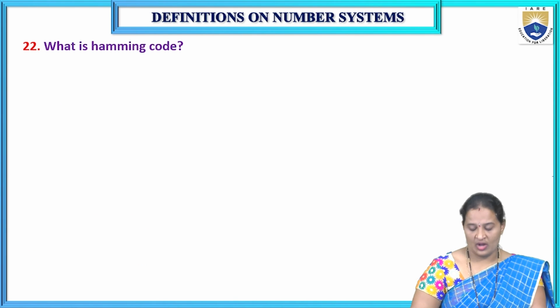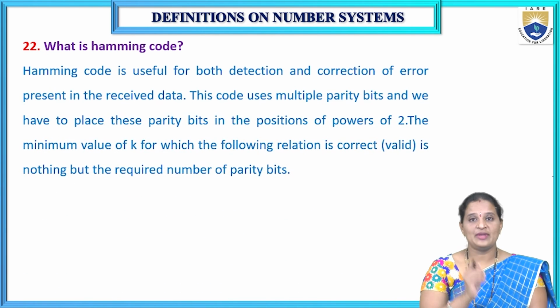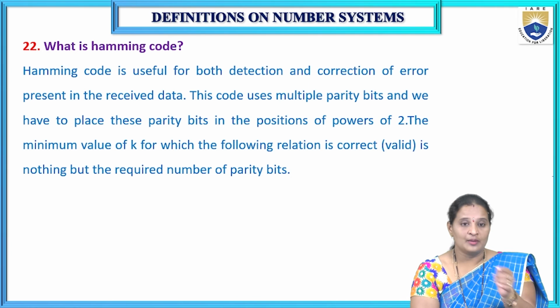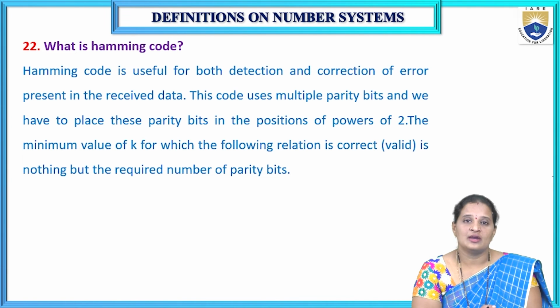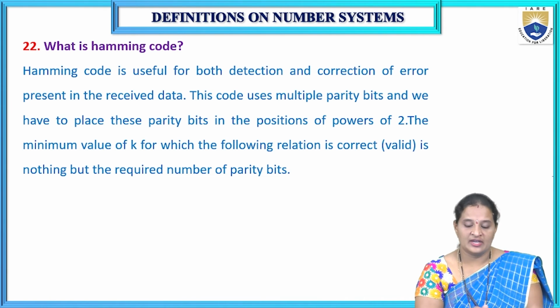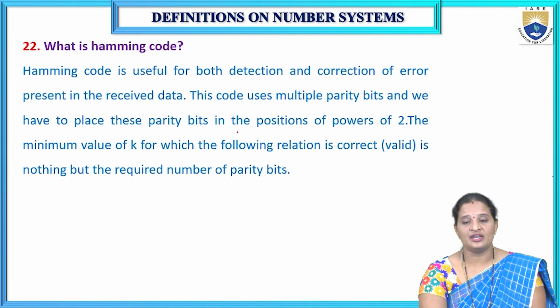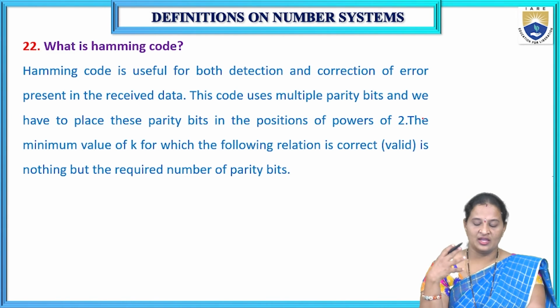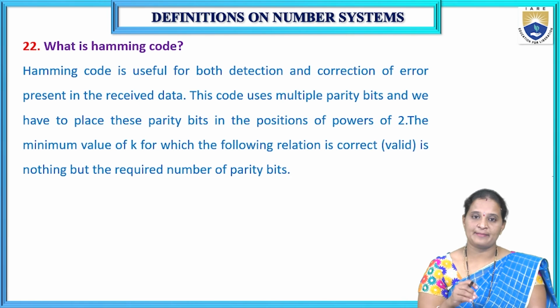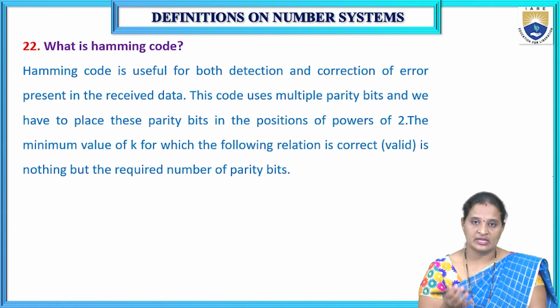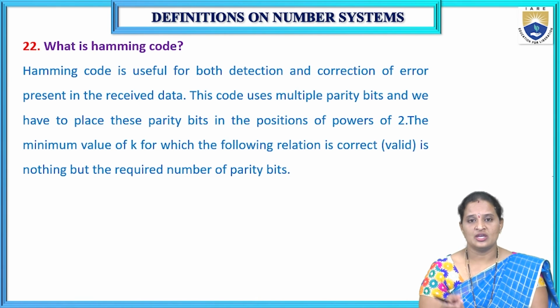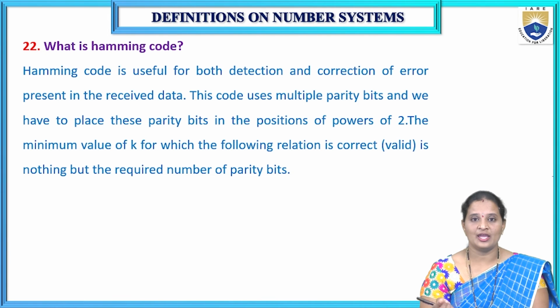Now coming to the Hamming code, how can we define the Hamming code? Hamming code is useful for error detection as well as correction in the received data. This code uses multiple parity bits, and these parity bits have to be placed in positions that are powers of 2. So in Hamming codes we append a number of extra parity bits. Where should we add them? All these parity bits should be added in positions of powers of 2.